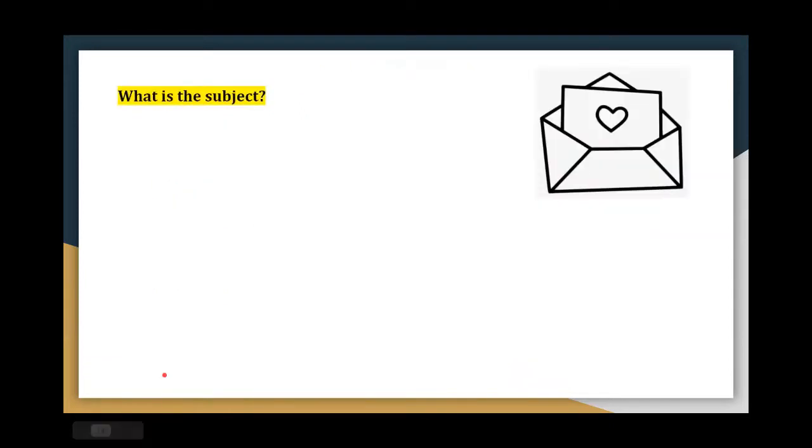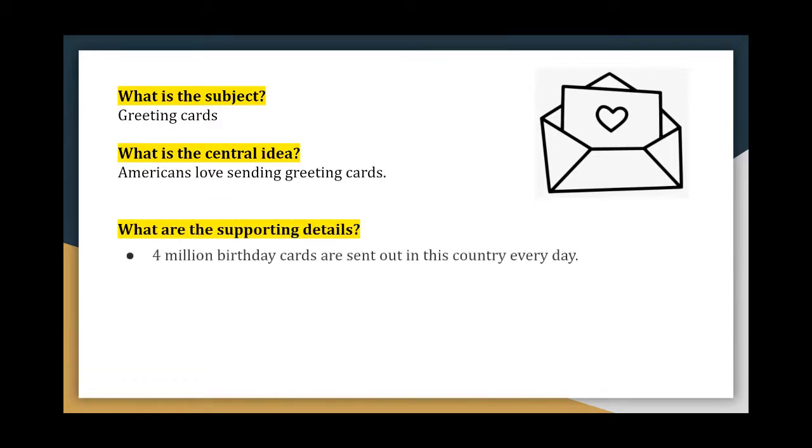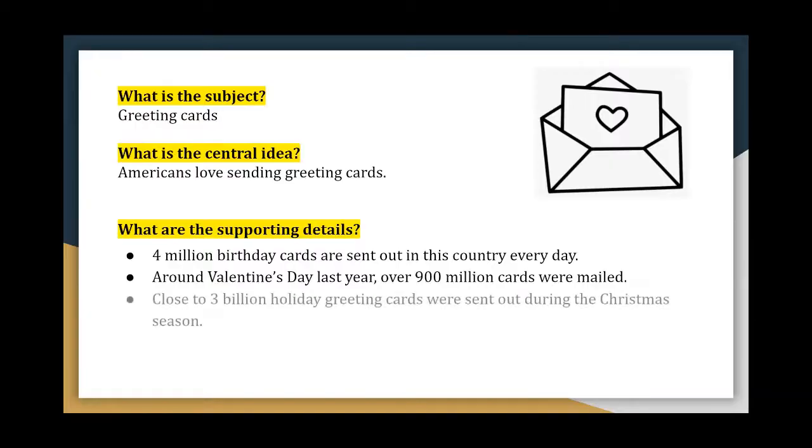So here's a recap. The subject is greeting cards. The central idea is Americans love sending greeting cards. The supporting details are 4 million birthday cards are sent out in this country every day. Around Valentine's Day last year, over 900 million cards were mailed, and close to 3 billion holiday greeting cards were sent out during the Christmas season.